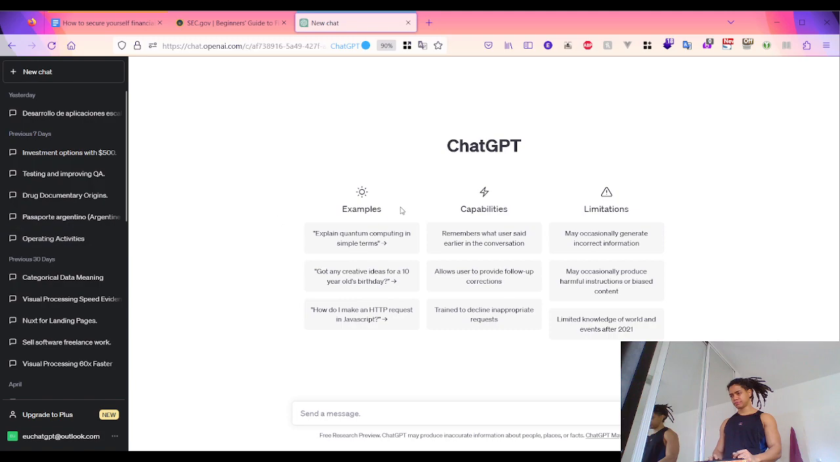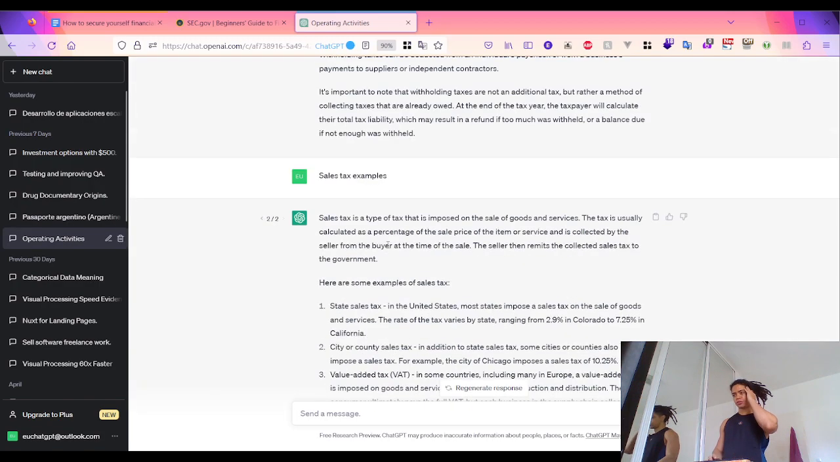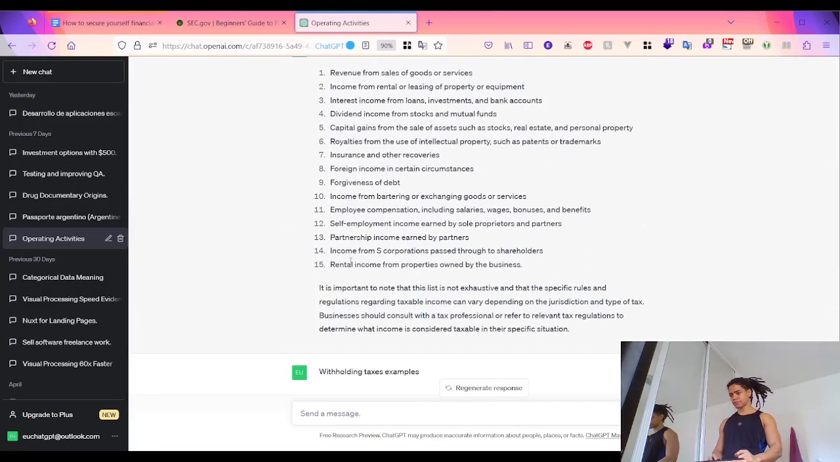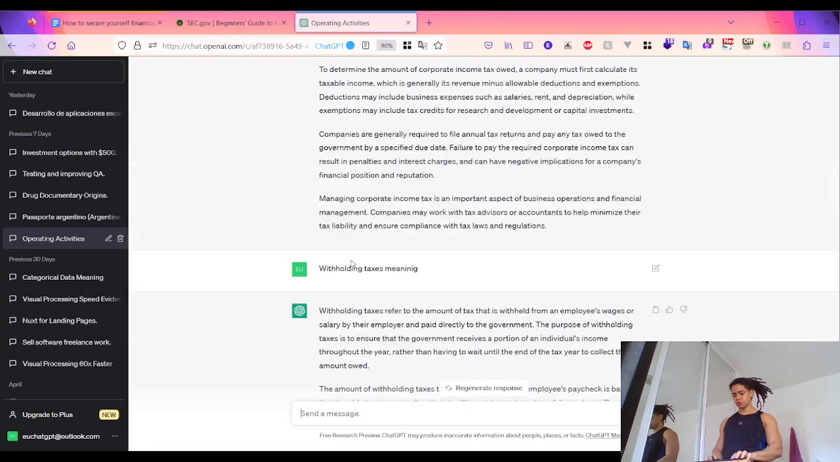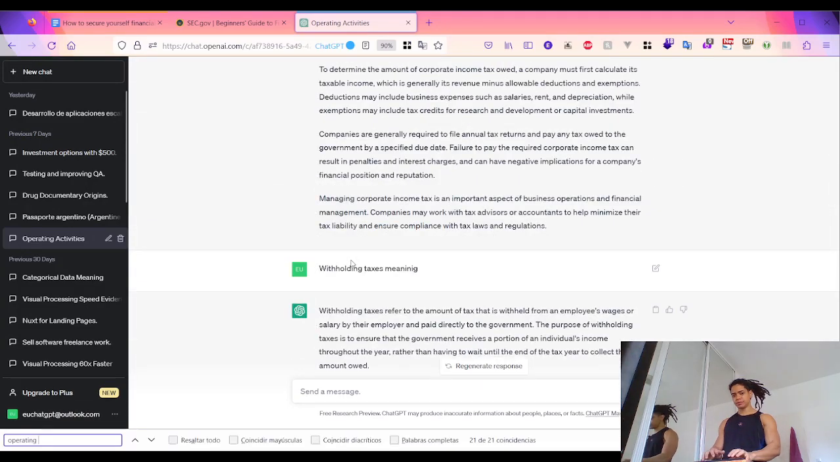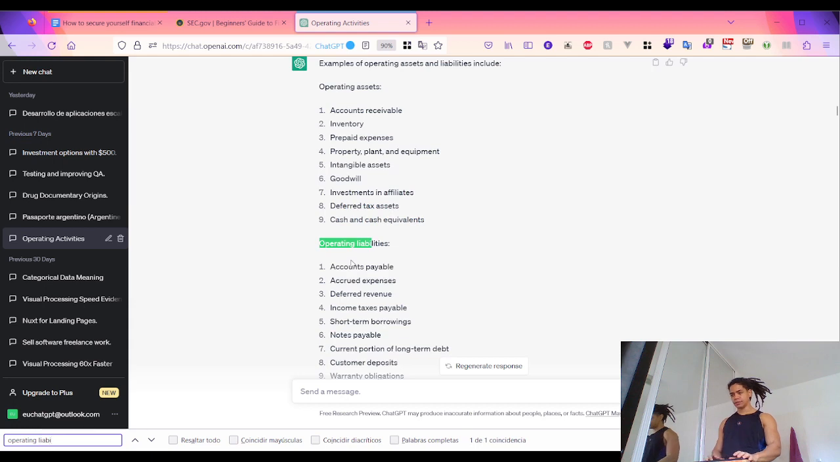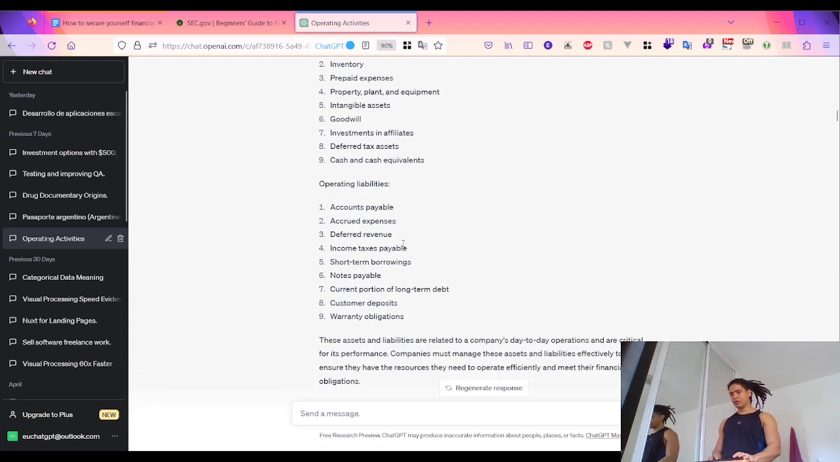Operating activities. All right. Operating liabilities. Then I look at the income tax payable and the short-term borrowing. So income tax payable is money that you owe to the government based on how much revenue you made.